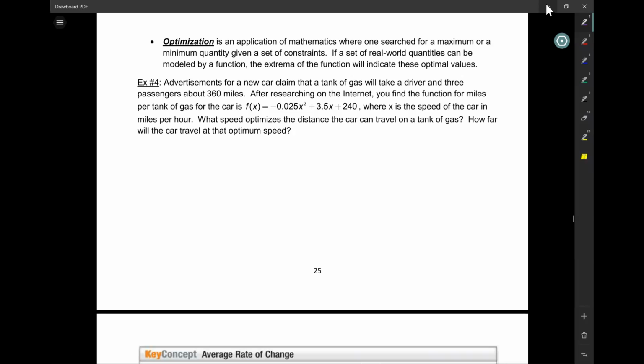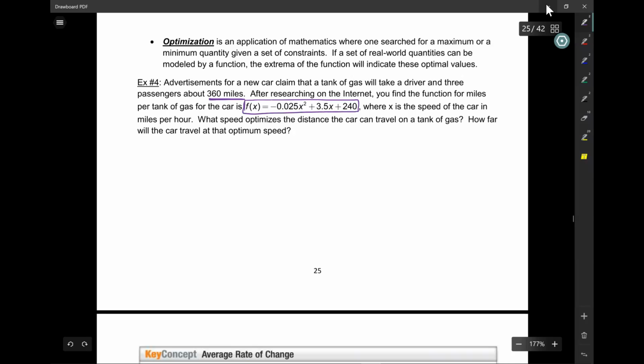We just read and passed by a lot of information and none of it stayed in my head. So now I'm going to go back and highlight, underline, and put in a square all the things that are important. So first of all, advertisement for a new car claimed that a tank of gas will take a driver and 3 passengers about 360 miles. That's important information. That is distance. After researching on the internet, you find that the function for miles per tank of gas is this.